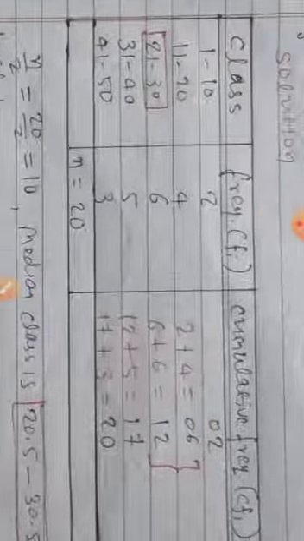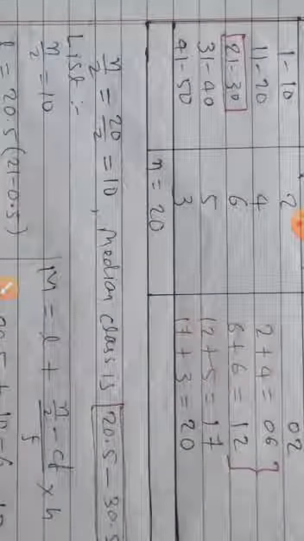Now how to locate the median class? Again the same process. So n by 2 means 20 by 2, 10.